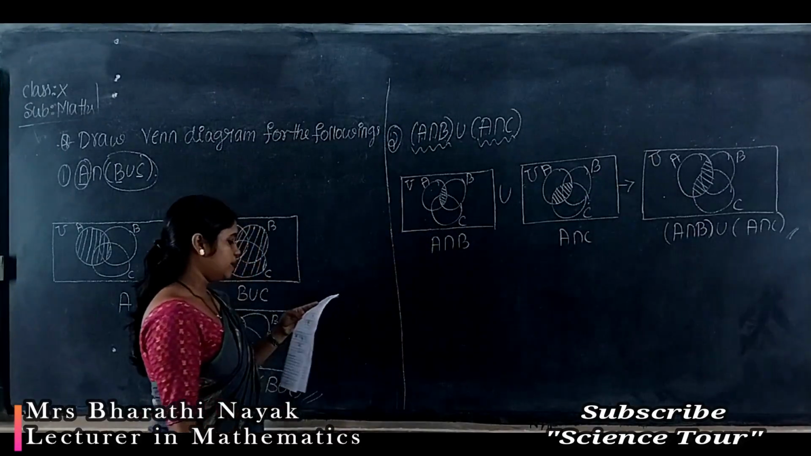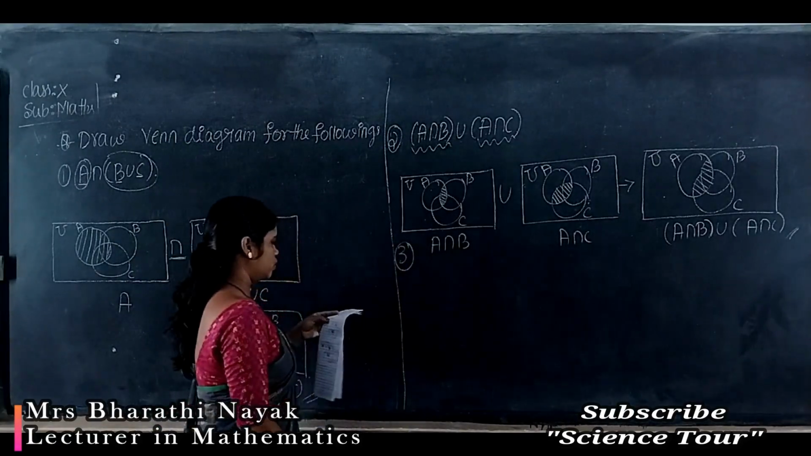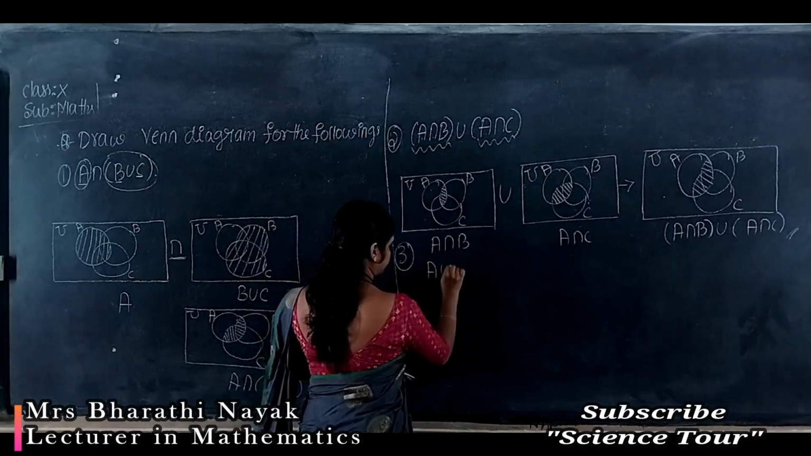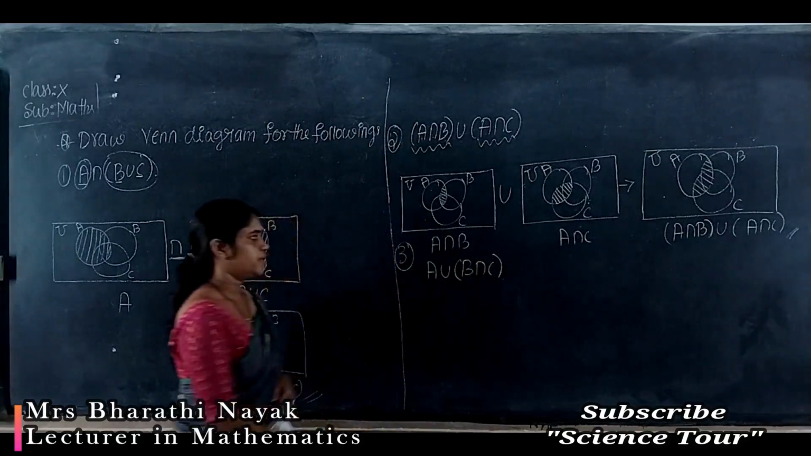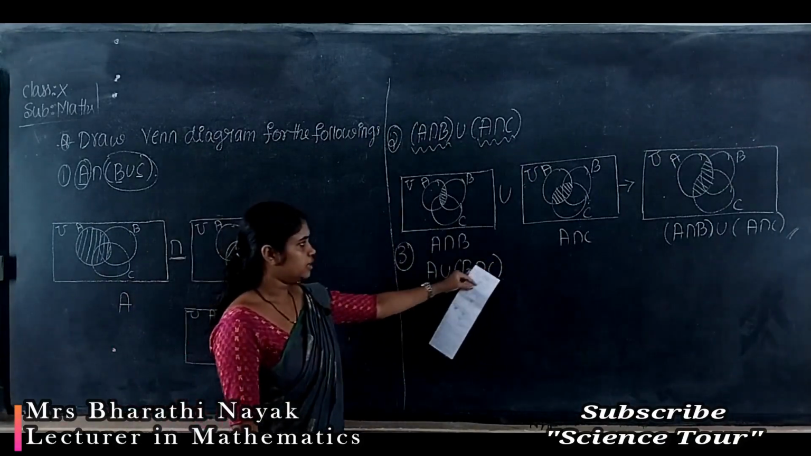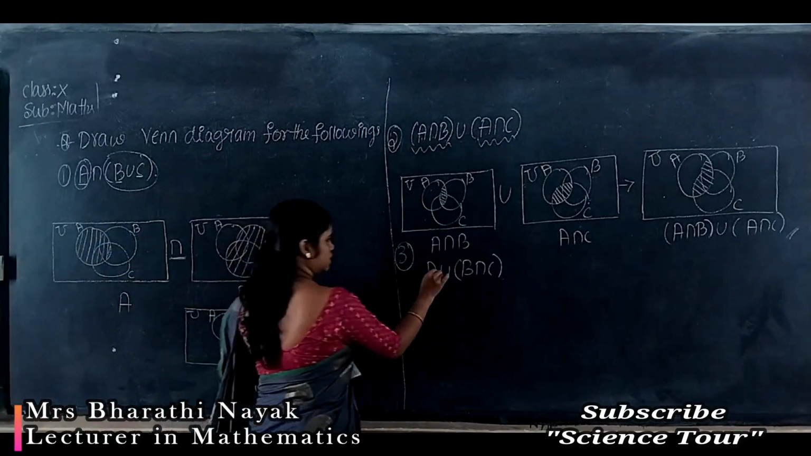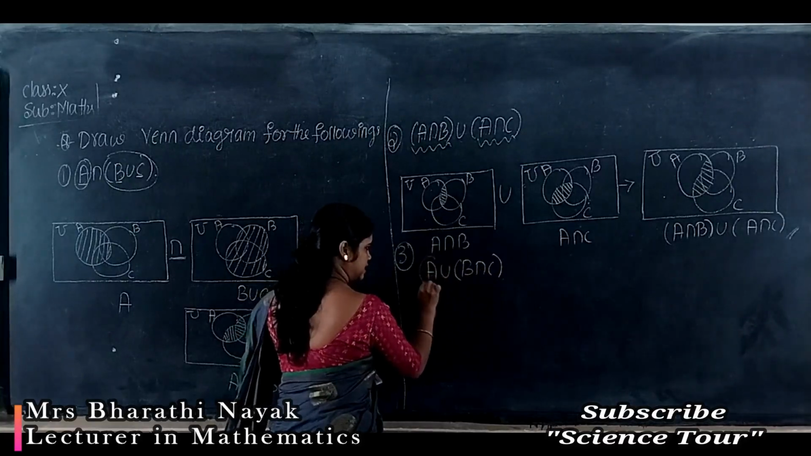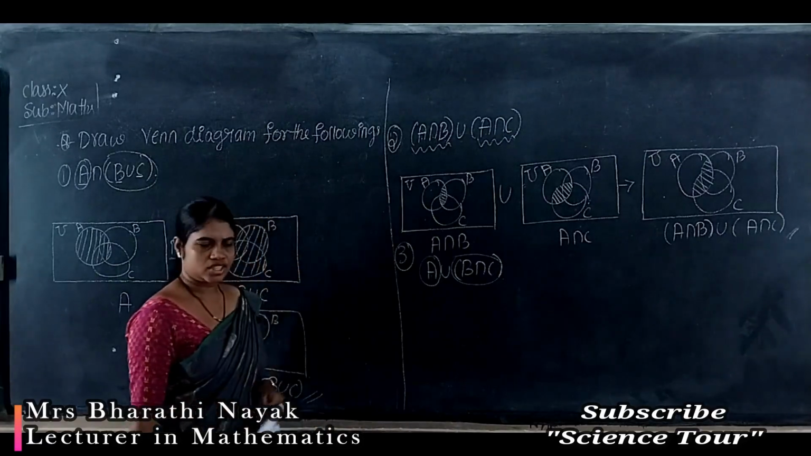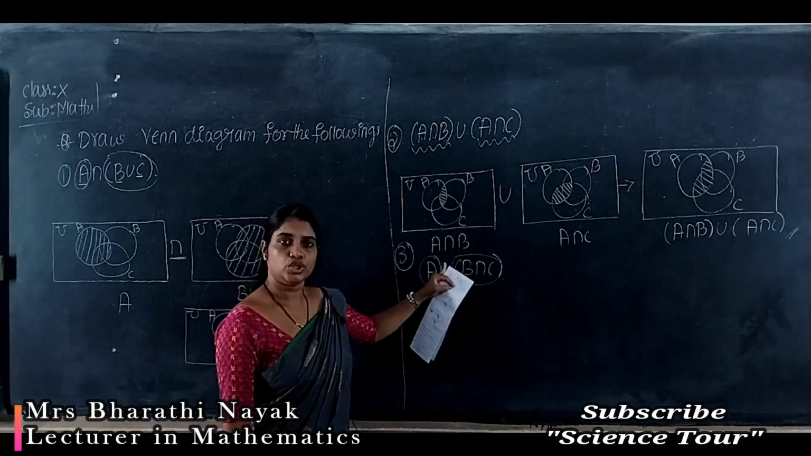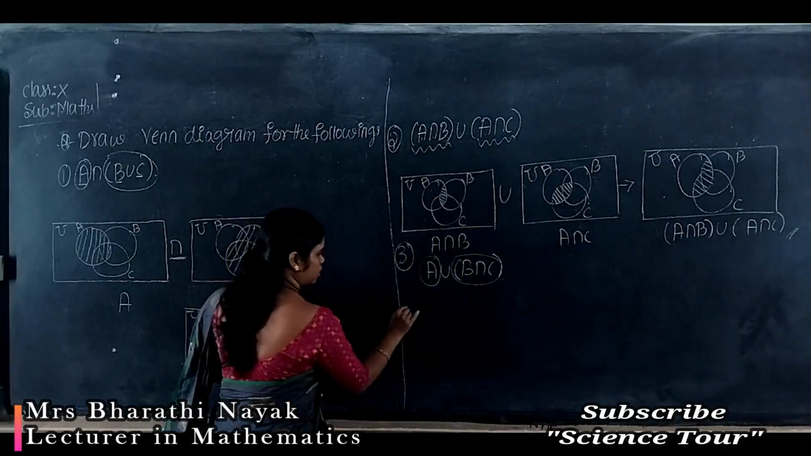Similarly, I'll take the next question. Third question I'll consider. A union B intersection C. This is your third question. So how to denote it? First I'll consider set A and next I'll consider B intersection C. Later I'll take the union of these two. Union means combination.